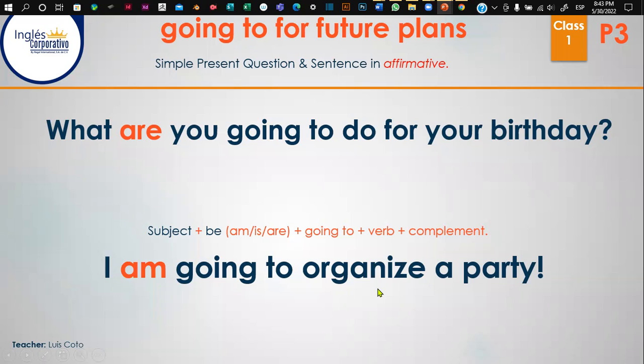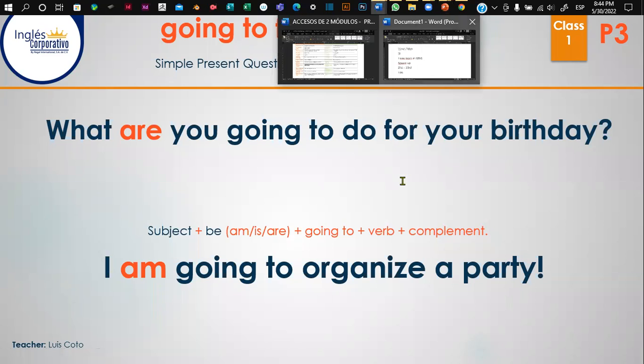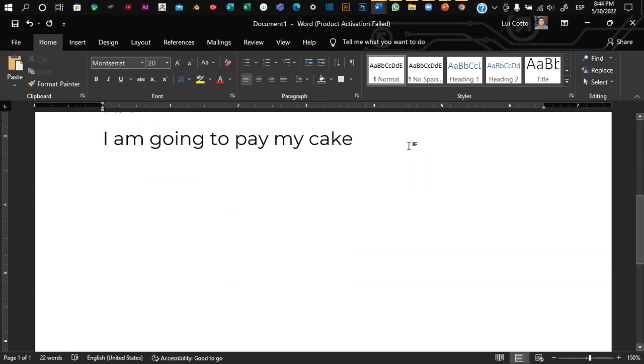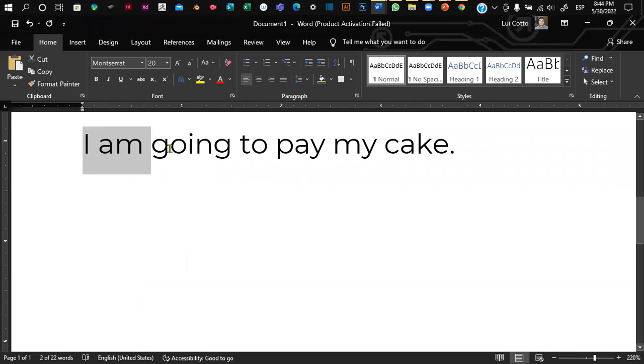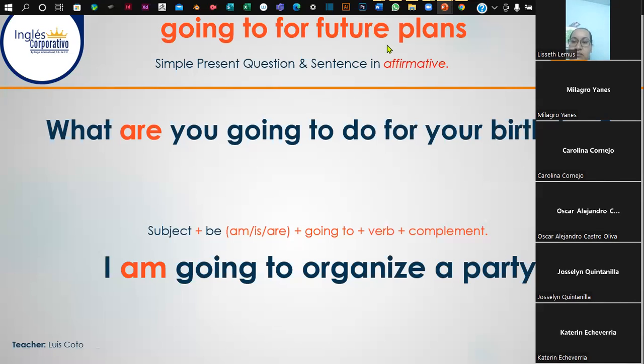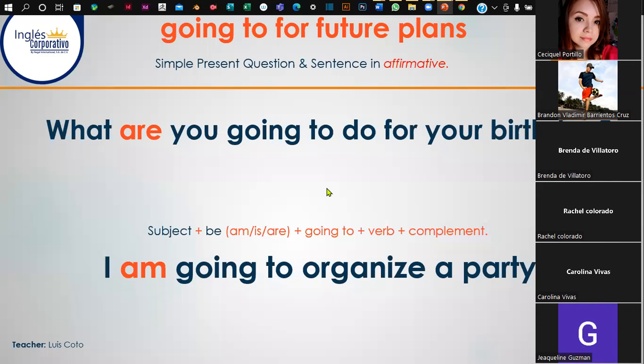You can use another verb, for example, I am going to buy a cake. Okay, yes, that is correct. I am going to buy my cake. Okay, that's a good example. Same structure: subject, the verb to be, going to, there it is, ahí está, the verb, buy, and the complement. Yes, it is correct. And ask a classmate, please. Let's see. Jocelyn, make a question for Jacqueline.